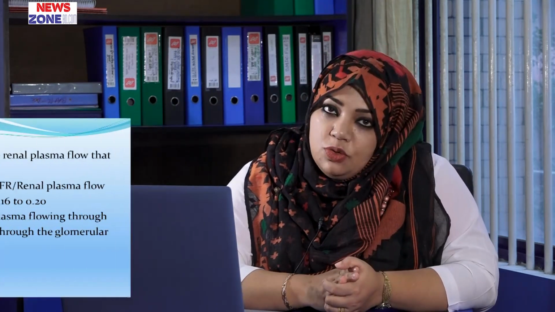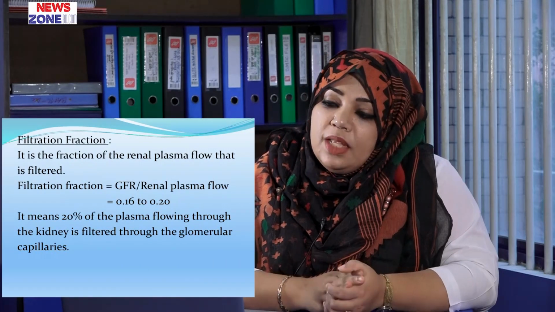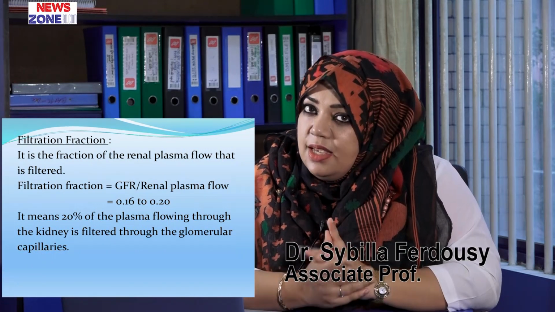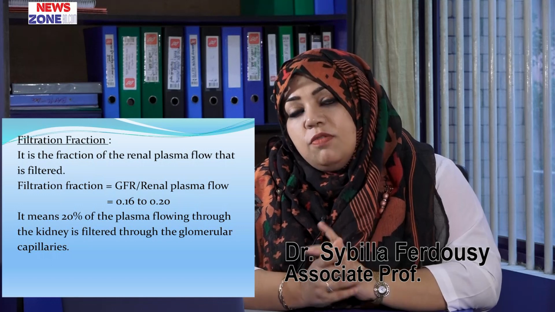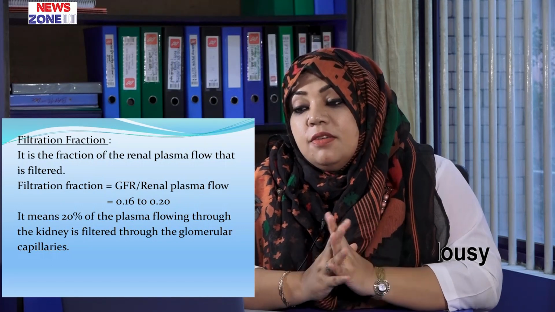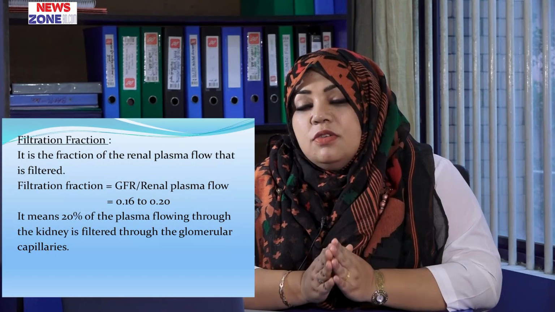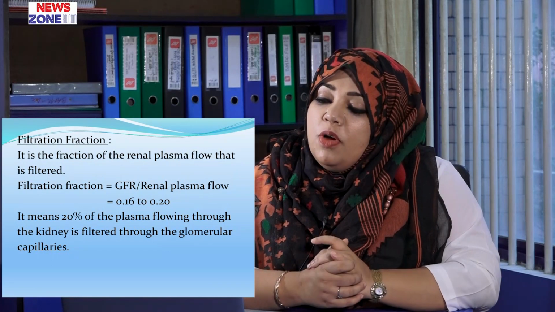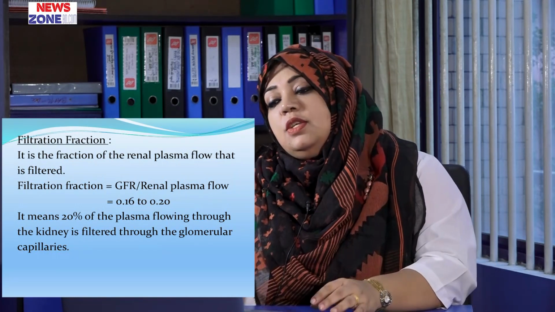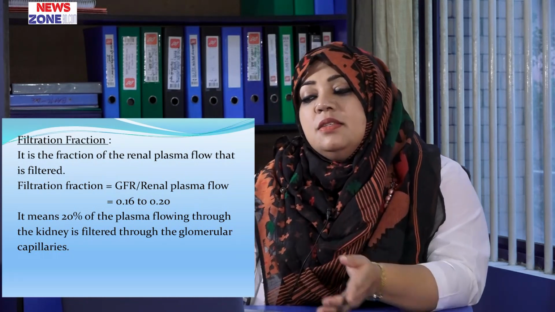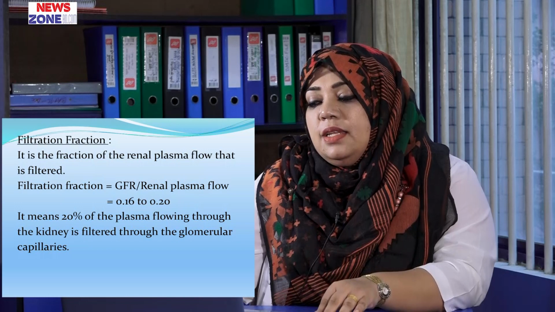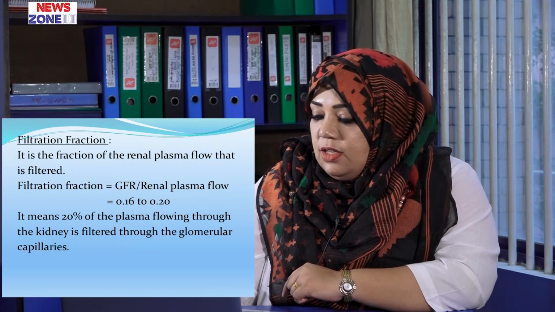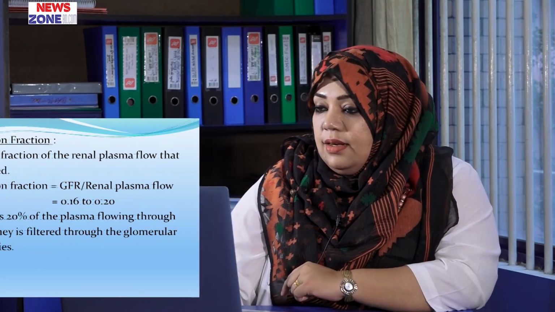Next, the term that we want to know is filtration fraction. It is the fraction of the renal plasma flow that is filtered. I am saying it again, it is a fraction of the renal plasma flow that is filtered. So filtration fraction is equal to GFR divided by the renal plasma flow, and it is about 0.16 to 0.20. This means that 20% of the plasma flowing through the kidney is filtered by the glomerular capillaries. So filtration fraction, I hope I could give a clear idea.